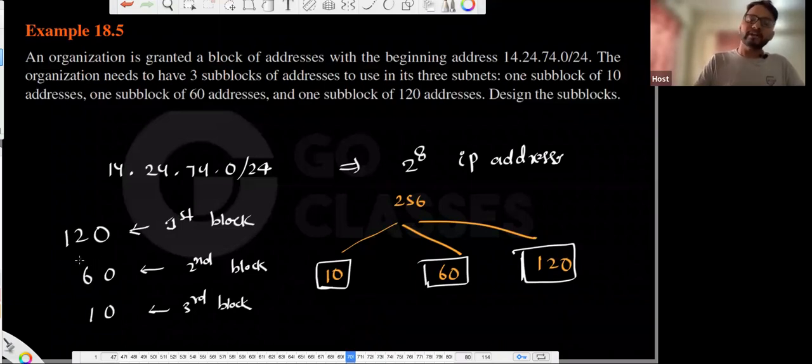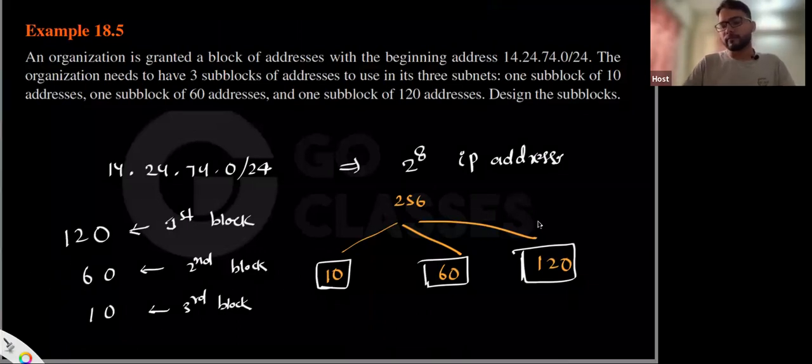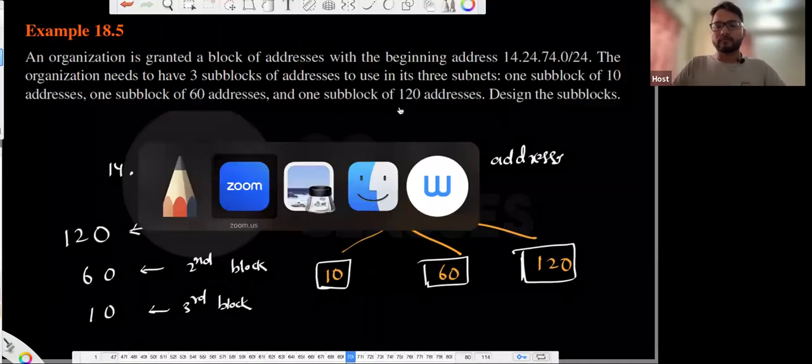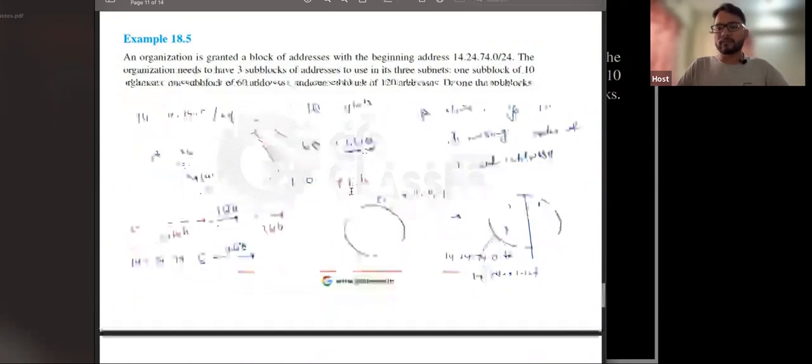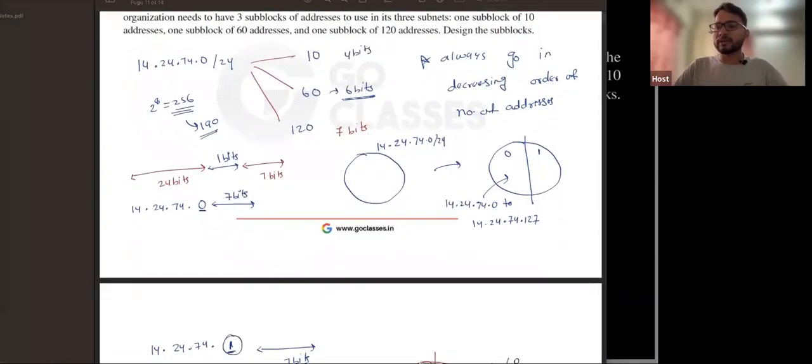So can anyone tell me, if I need these many IP addresses, what should be the number of host bits? Okay, so it should be 7 bits, right? 2 power 7 will be 128 in the host bits. Why 8 bits? No, you need 120 IP addresses there, so you just need 7 bits in the host ID, right?